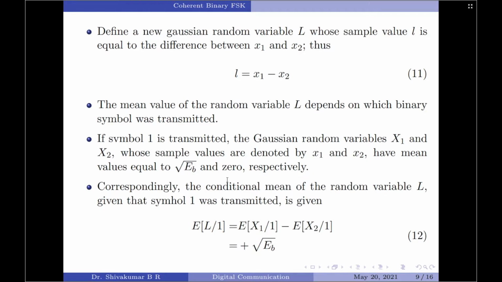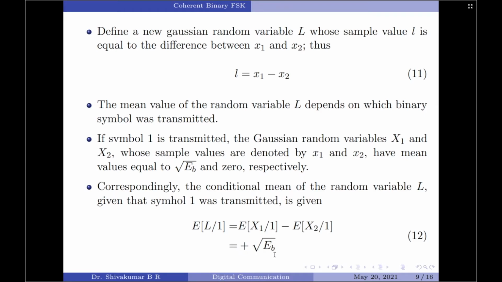So, the conditional mean of the random variable capital L when symbol 1 is transmitted is given by expectation of capital L given 1 is equal to expectation of capital X1 given 1 minus expectation of capital X2 given 1. Now, expectation of x1 given 1 is equal to root EB, whereas expectation of x2 given 1 is 0. Therefore, the conditional mean of the random variable L when symbol 1 is transmitted is equal to plus root EB.